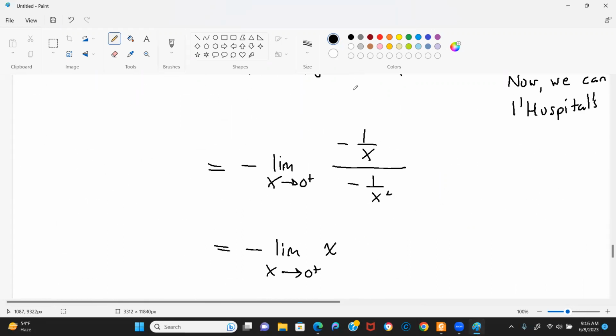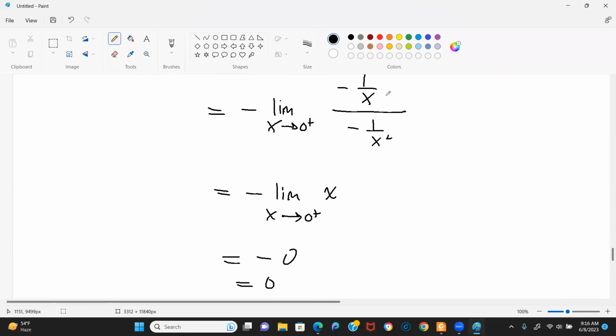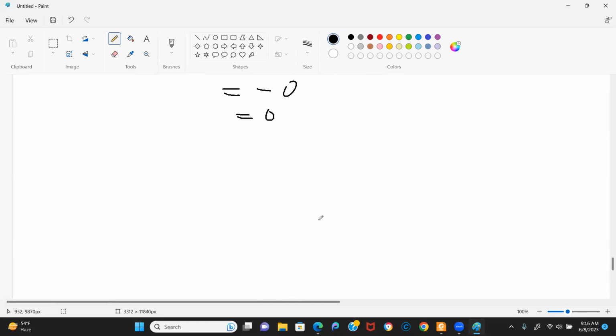And then at this point, we can apply L'Hopital's rule. When you do that, you take the derivative of the numerator and the denominator separately. So that gives you 1 over x, negative 1 over x, and then negative 1 over x squared. The negatives cancel. And then 1 over x divided by 1 over x squared simplifies to just x. And then when you take the limit as x goes to 0 from the right, you just get 0. So that would be one way you can rewrite the problem.